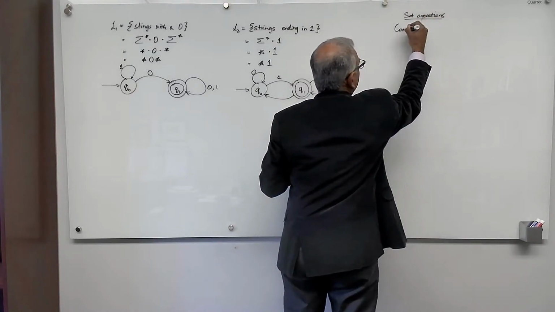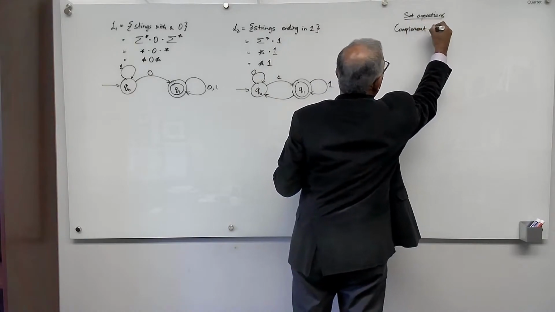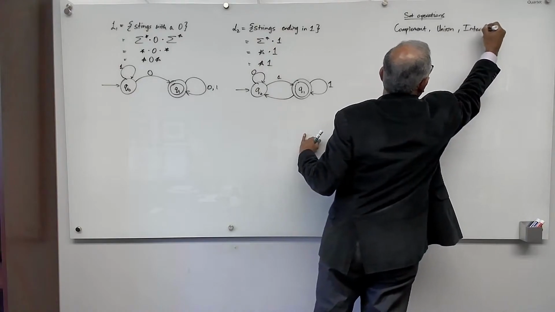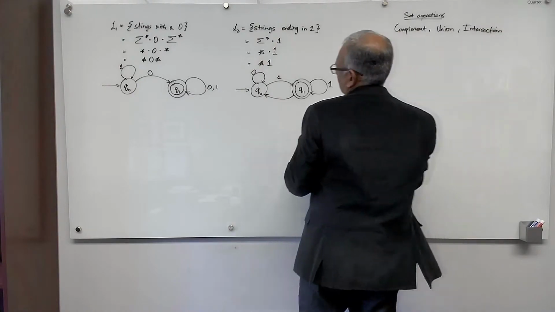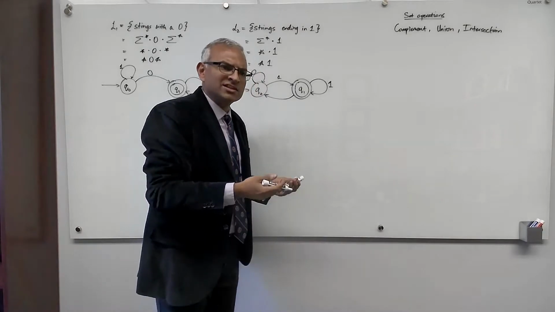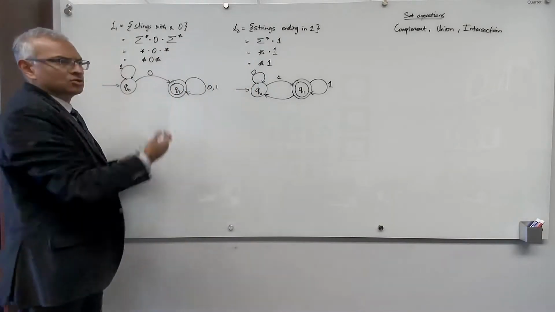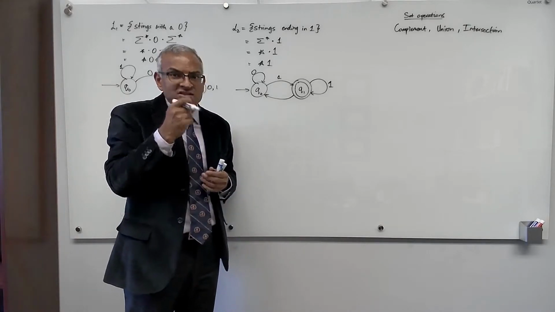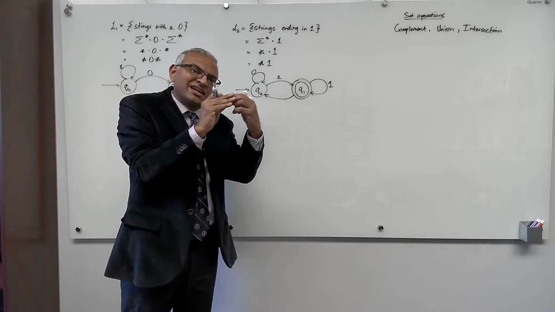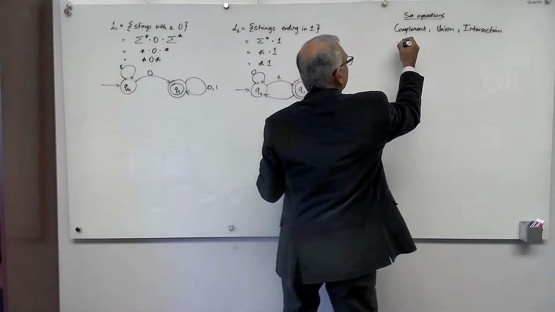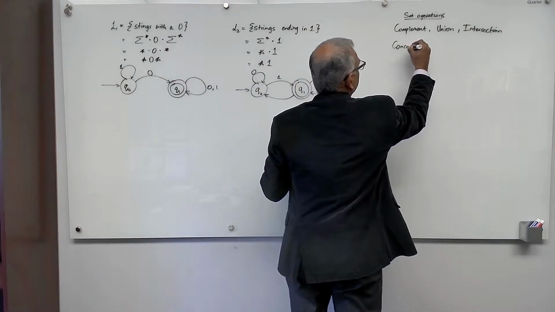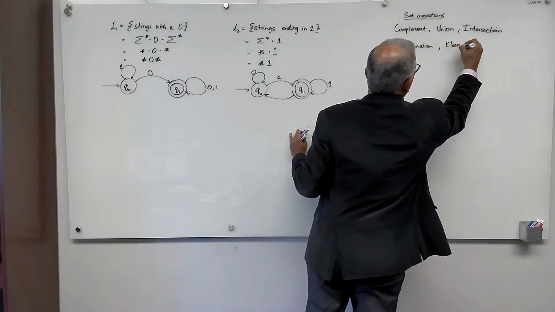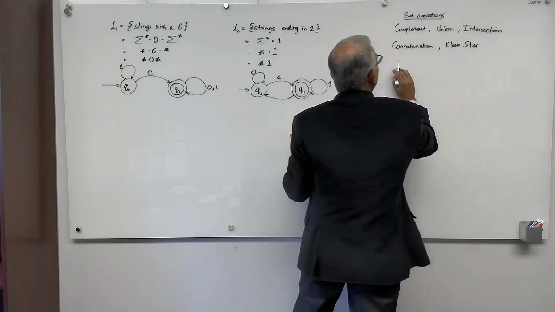So we have complement, union, intersection. Languages are sets, so any set operation that we can do on sets, we can do on languages. And we saw two other operations we do on languages: concatenation and Kleene star. So these are set operations.